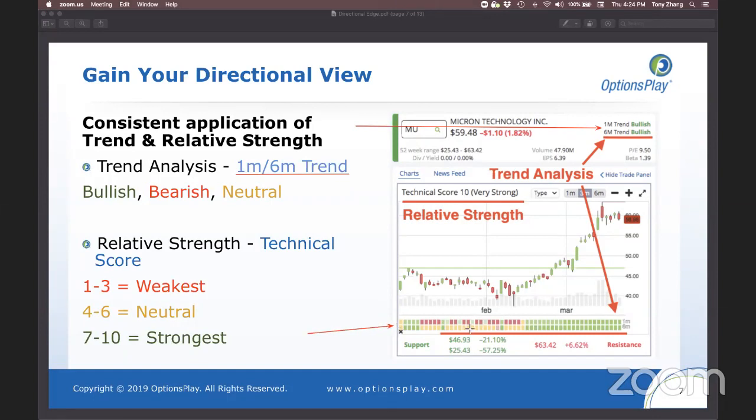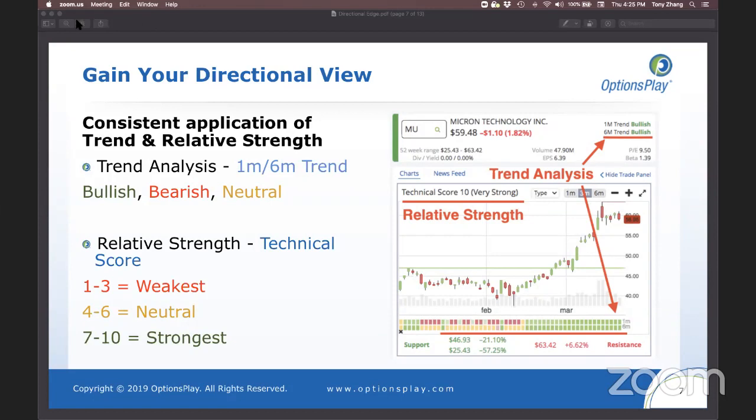So our trend indicator not only tells you what the current 1 month and 6 month trend is, but also shows you how that's changed over time. So you can see not only how it's changed over time, but how the stock has performed since the change in that trend. So here, as you can see, Micron went bullish around $45, and it subsequently moved higher. I can see not only how long it's been in a trend, but what the performance of the stock is since that trend has changed. So very important things to look at.